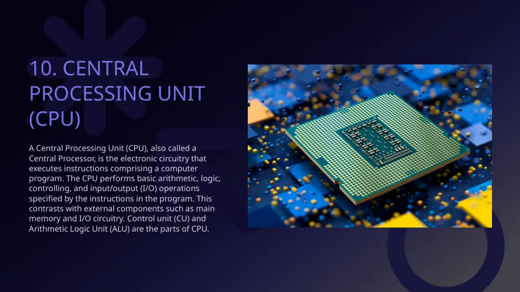A key point to remember is that the CPU is different from external components like main memory or I/O circuitry. They work together, but the CPU is where the main processing happens. Inside the CPU, there are two crucial parts: the control unit, or CU, and the arithmetic logic unit, or ALU. The CU directs the flow of data and instructions, while the ALU performs all the calculations and logical operations. Understanding how the CPU works helps us see the core role it plays in making computers function efficiently, tying into the broader theme of how hardware and software work together to process information seamlessly.